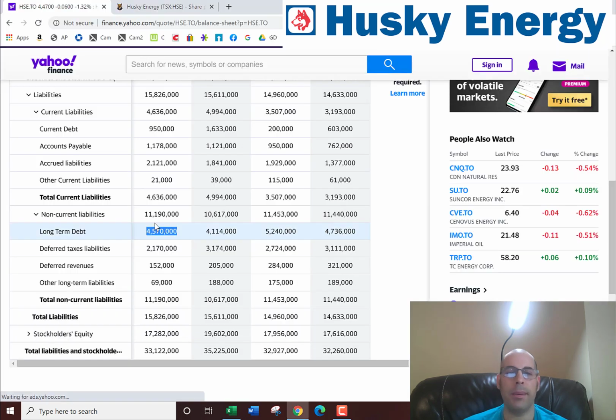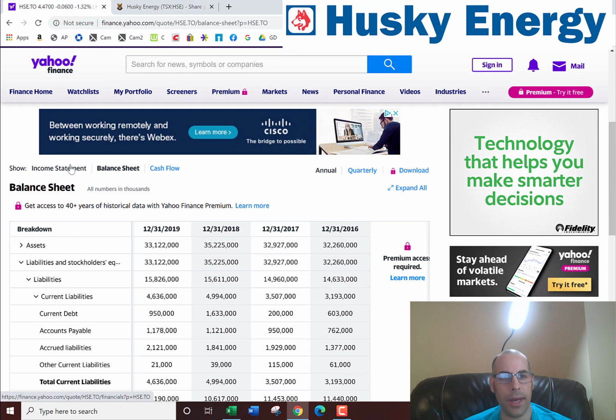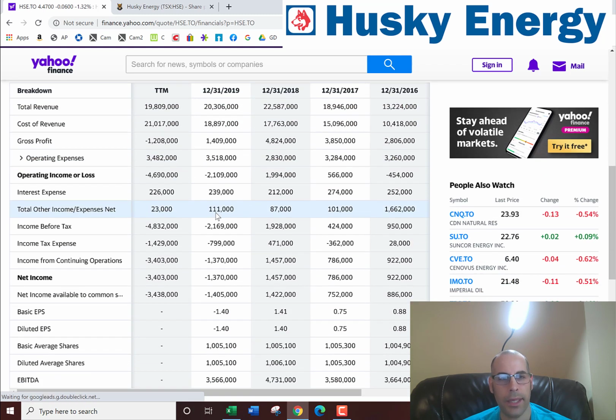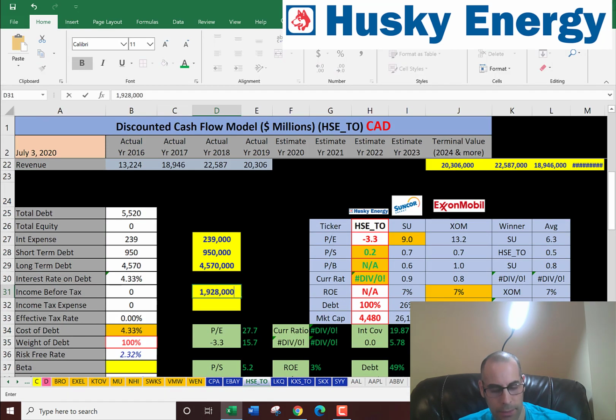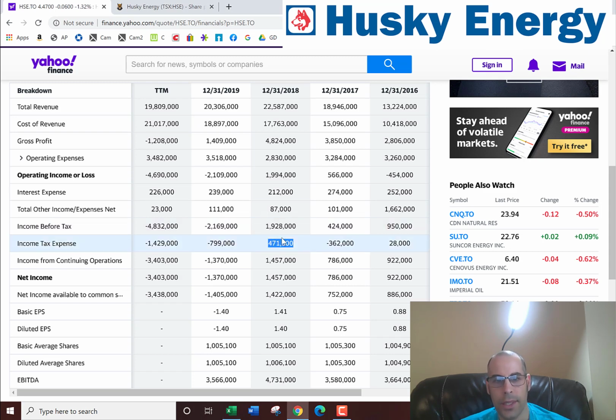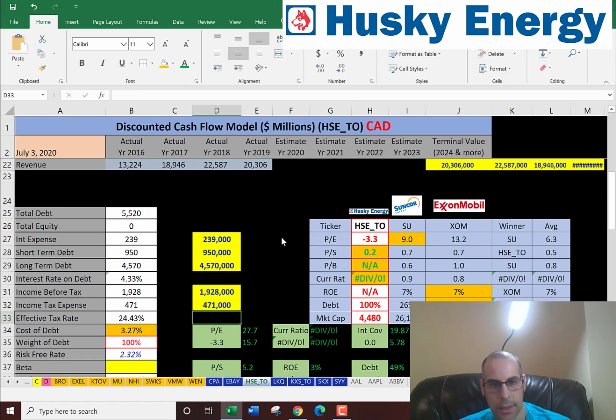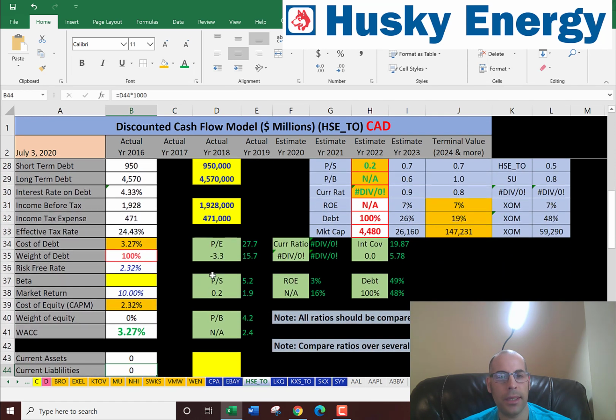And since interest payments are tax deductible, let's get their effective tax rate. We'll go back to the income statement. We can't use 2019 because it looks like they took a loss that year. Let's use a 2018 number. So they had $1.9 billion of income before tax, and then $471 million of taxes. So the cost of debt is 3.27%.